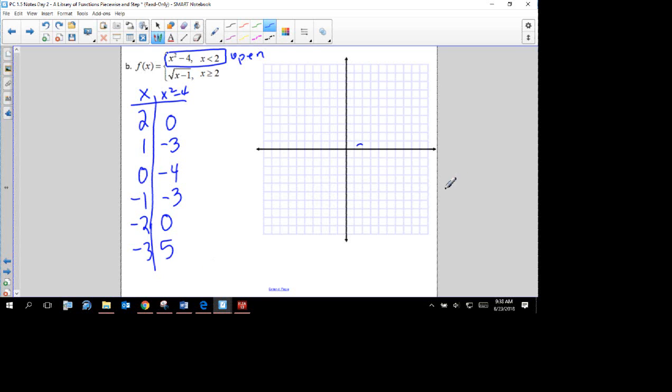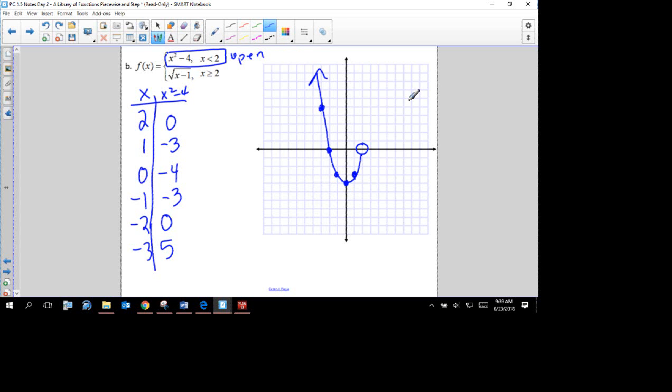So (2, 0) is an open dot. (1, -3), closed. Oops, too high. I'm sorry, sometimes I gotta stand right in front of it to draw a parabola. But I'll move. There we go.